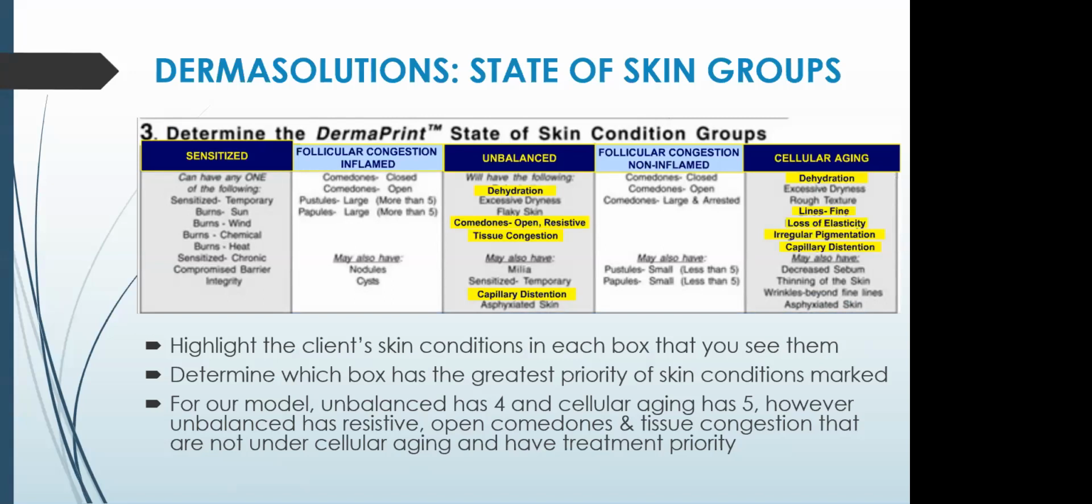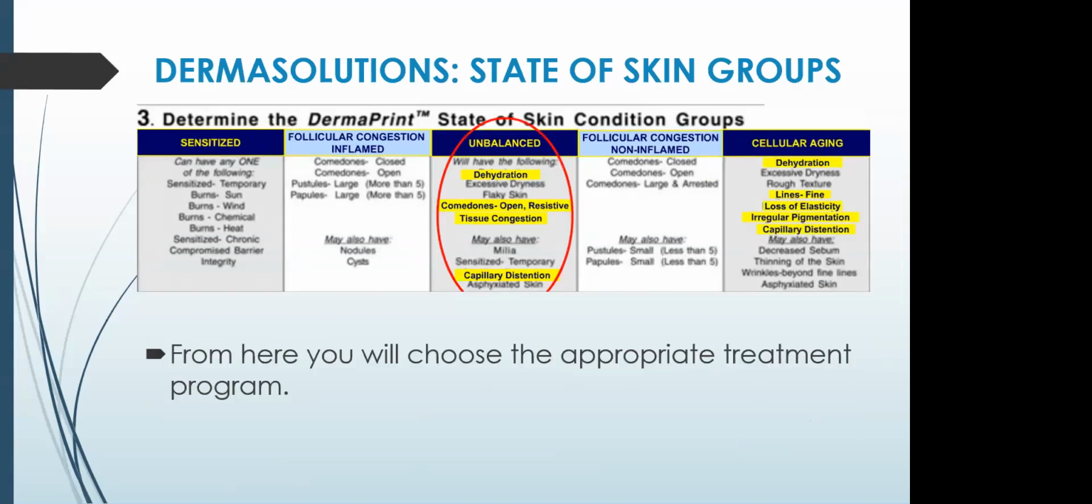Once you've highlighted all of these, and so again, for our model, we've gone through and highlighted all of our skin conditions, you're now going to determine what your skin condition group is. Again, these are also listed in order of priority: sensitized skin, follicular congestion inflamed, unbalanced, follicular congestion non-inflamed, and cellular aging. So from here, you're going to choose the appropriate treatment program. Our client's skin condition group is unbalanced.